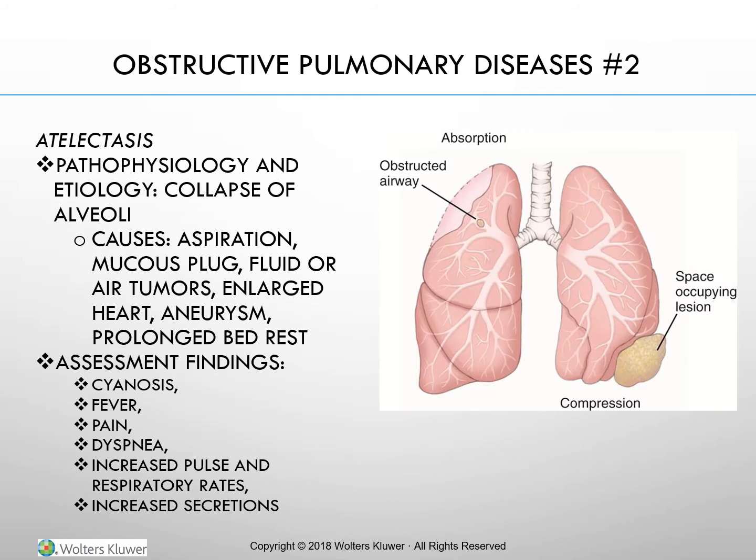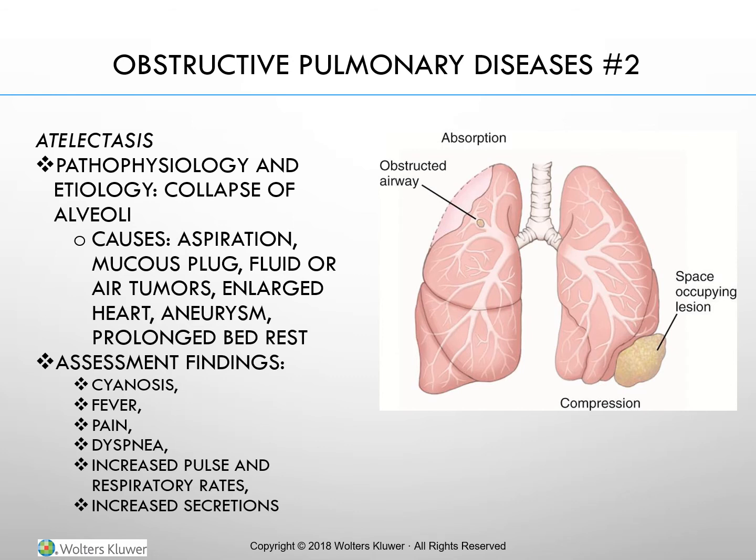Atelectasis. Clients with obstructive lung disease are at greater risk for developing atelectasis, the collapse of alveoli. Atelectasis may involve a small portion of the lung or an entire lobe. When alveoli collapse, they cannot perform their function of gas exchange.